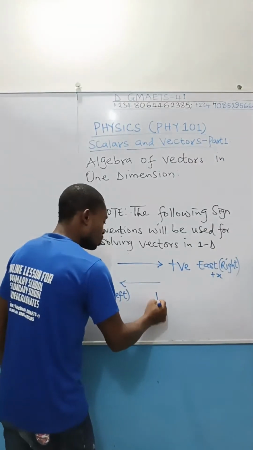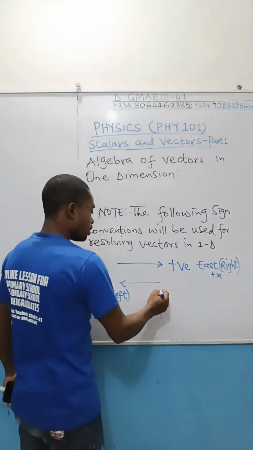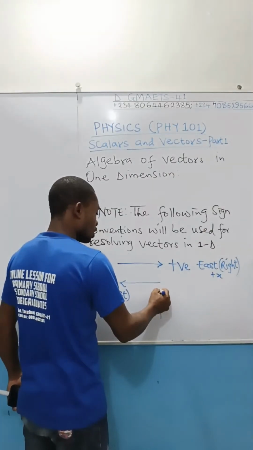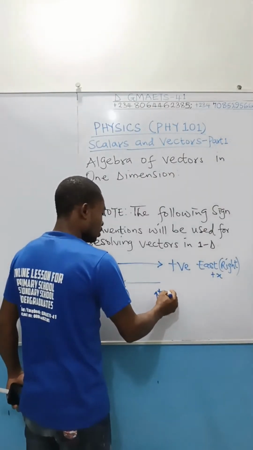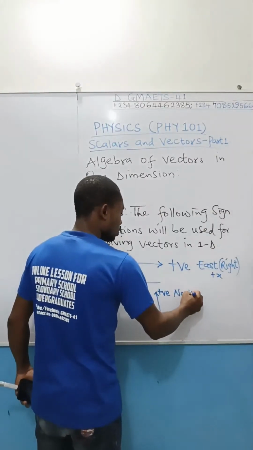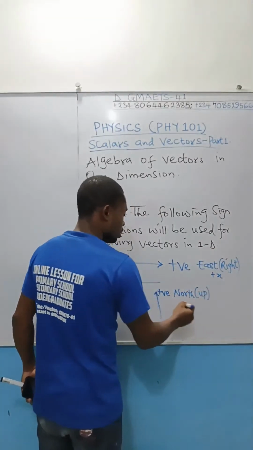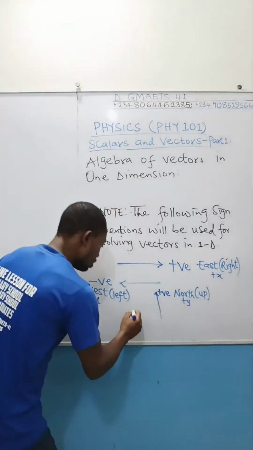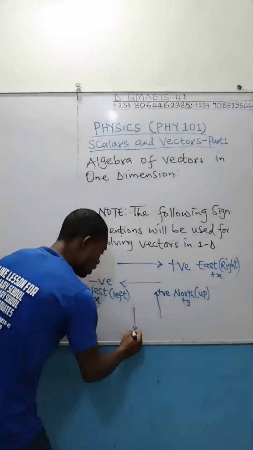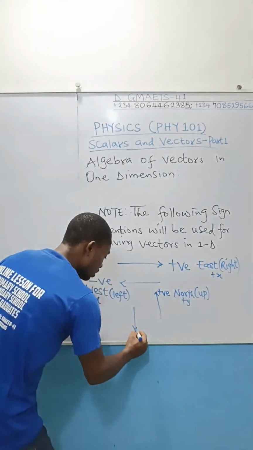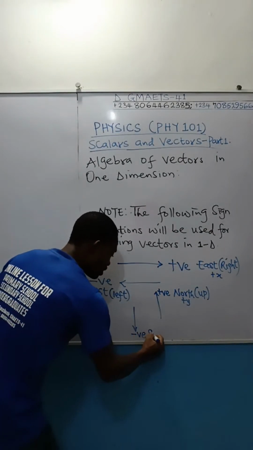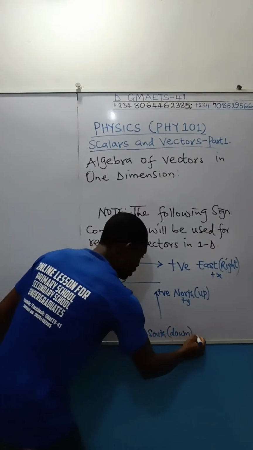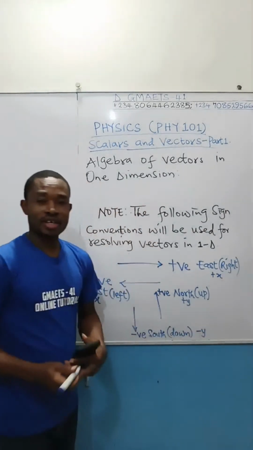And then when we have this going up, it is going to be positive, which is north, and that north is up. And that is actually the positive y-axis. Then I am going to put this down this way, which is south, and that's going to be negative, which is down, and that is the negative y-axis. Are you getting me right?